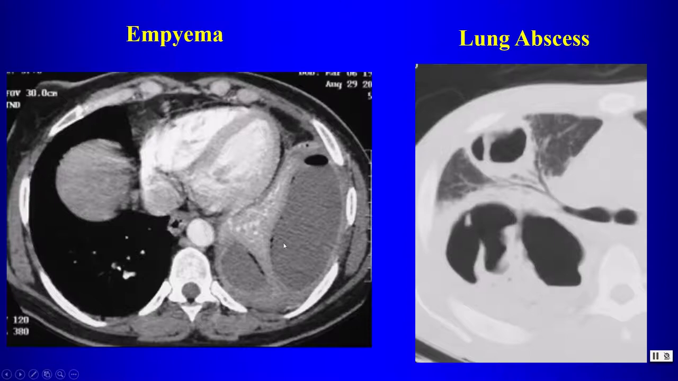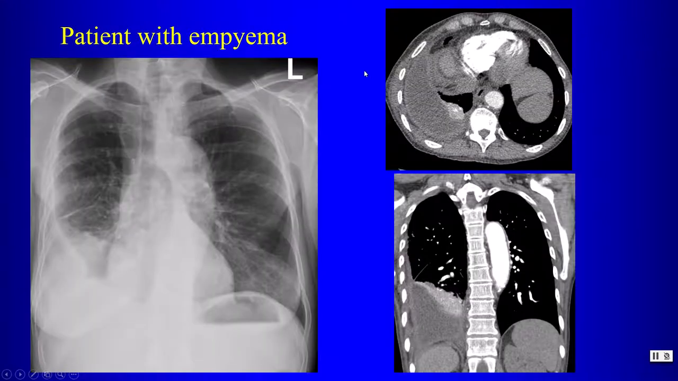So an empyema conforms to the shape of the pleural space. A lung abscess is round, has thicker walls, destroys the lung tissue, and has acute angles where it comes up against the chest wall. Here's a patient with empyema. We can see the marked thickening of the pleural surfaces. There's a patient with a loculated pleural effusion, also demonstrated nicely on the coronal image.